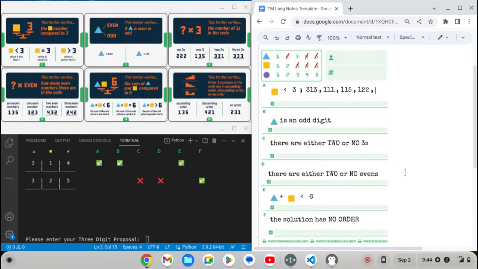There are either 2 3s or no 3s. So 313 is our only possibility for 2 3s. And then no 3s are the last 3 options. Let's see, what else? Did I miss anything? So yeah, that forces that to be a 1. And we need no order.